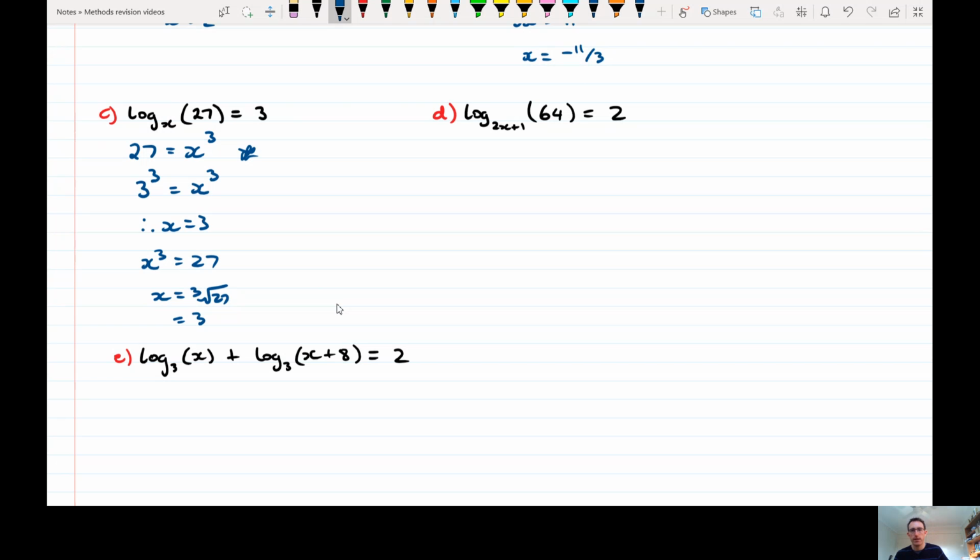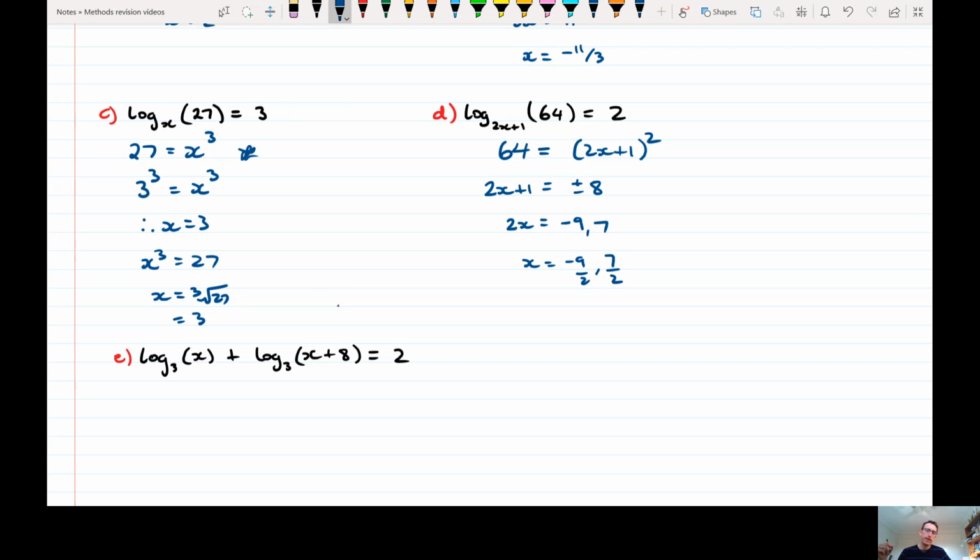Same thing over here. 64 is the result when I take 2x plus 1 and I square it. So again, I can write 64 as 8 squared if I want to, or I can take the square root of both sides, which I'm going to do this time. So 2x plus 1 equals plus or minus 8. Then we're going to simplify it. 2x equals, negative 8 minus 1 is negative 9. Positive 8 minus 1 is 7. And divide by 2, we get this.